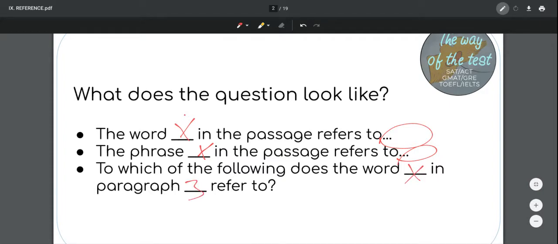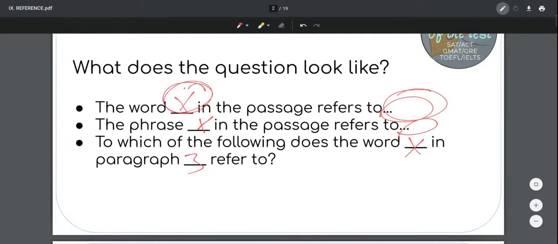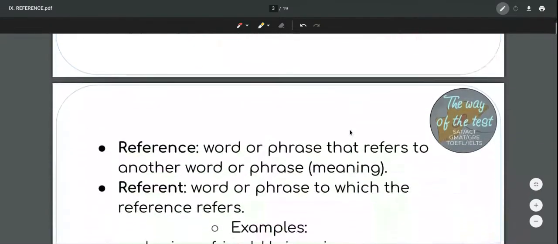An important thing to consider here is that both the word that you're looking for and the answer are in the text. So both the reference and the referent are in the text. You have to find both words in the text. The word that you will be looking for, like the X here, will always be highlighted or in boldface in the text. So you don't have to read or skim through the whole text in order to find it. It will be pretty obvious which word it's referring to.